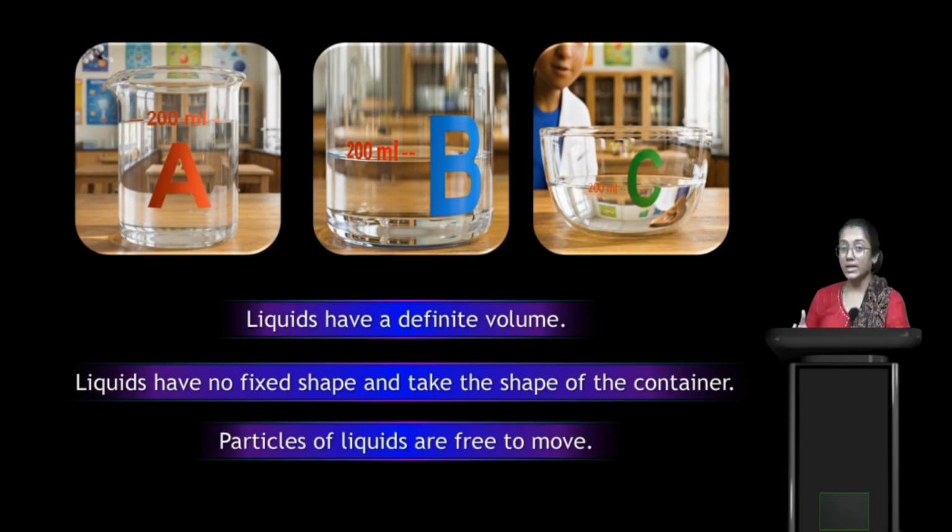Why do these things happen? Because particles of liquids are free to move. As there is a lot of distance and the attraction force is not as high as in solids, the particles of liquids can move freely. So that is why they don't have a definite or fixed shape. Clear everyone?